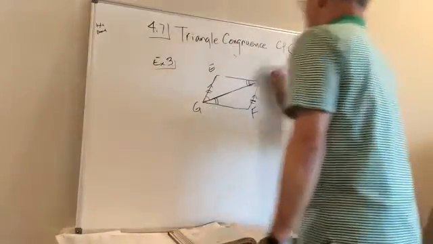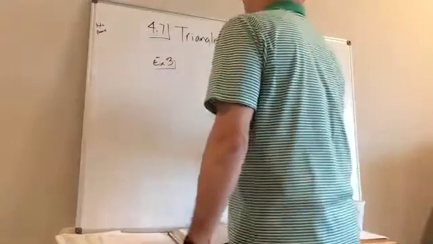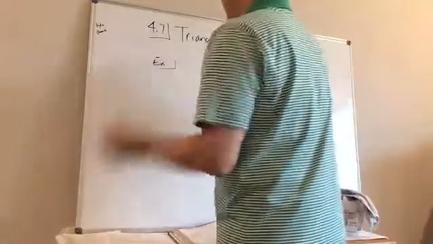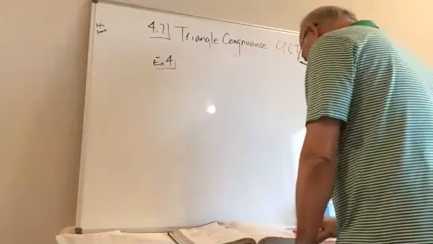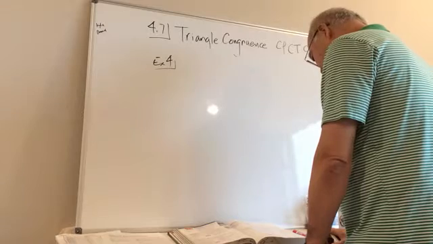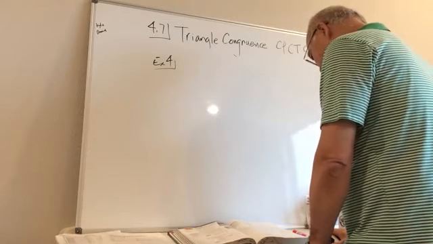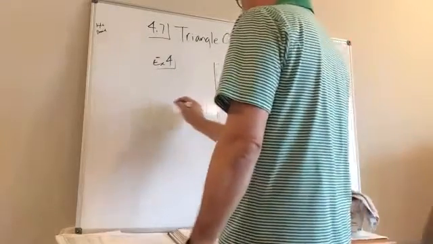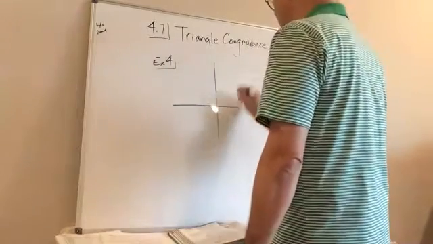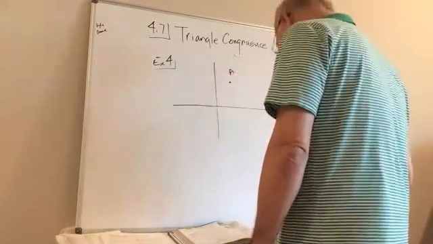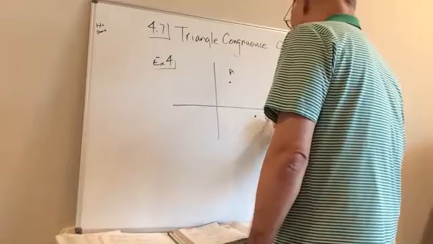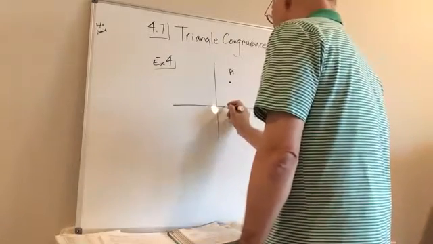Okay, last but not least, we have example number 4. And in example number 4, we're actually going to use the coordinate plane to find congruence. Okay, so we're going to have, given A, B, C, D, E, F, prove that triangles ABC and DEF are congruent. Okay, so I have A is (2, 3). We'll call it A. B is (5, -1). This is B. Then we have C, which is over here.